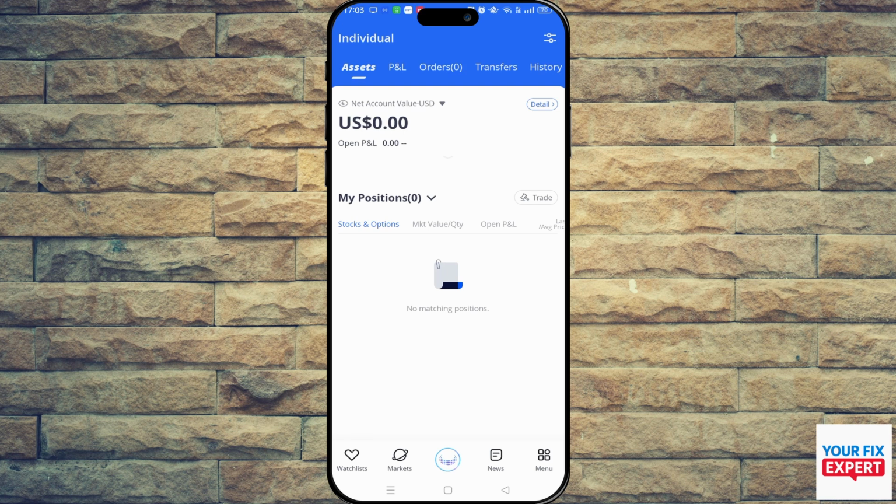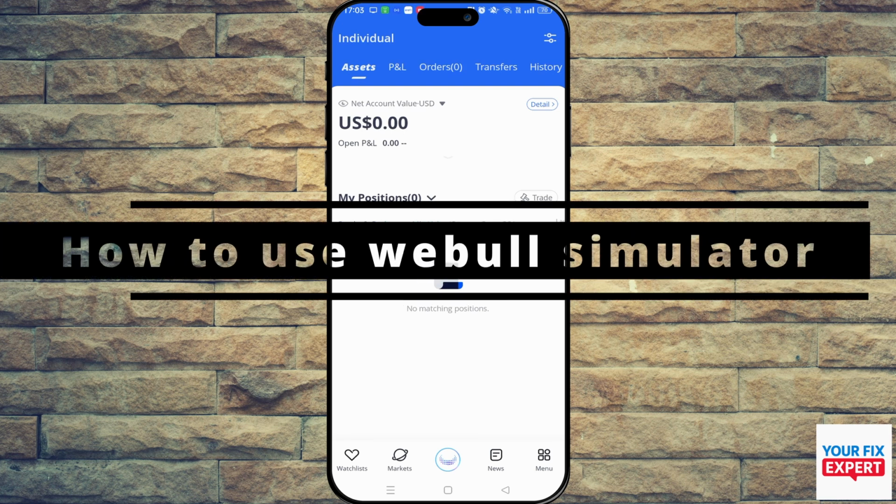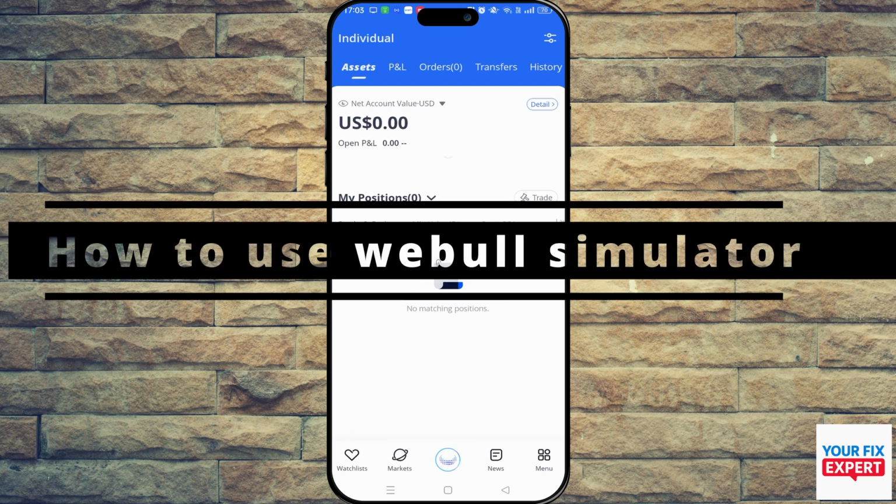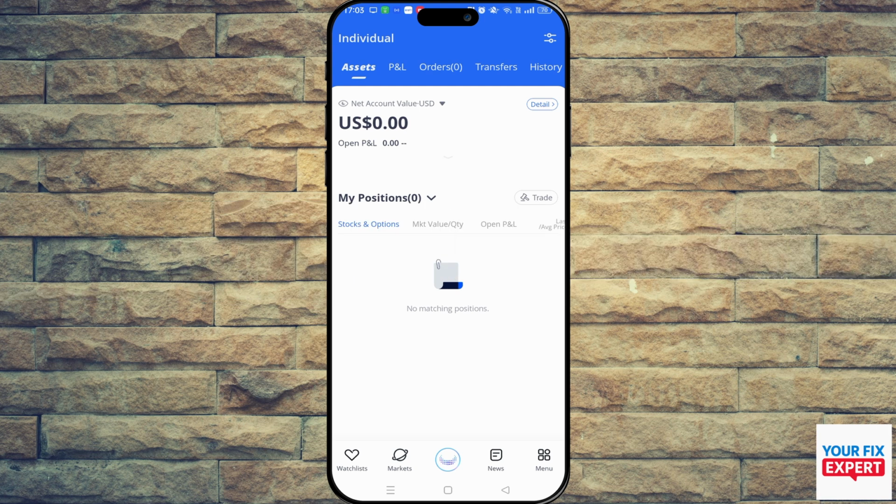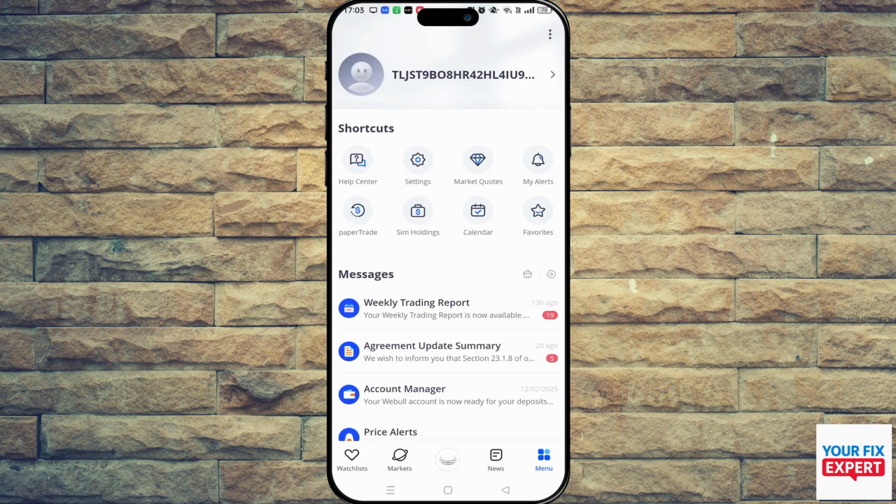The topic of today's video is how to use Webull Simulator. So here we are in the Webull mobile app and they call it paper trading. So what you want to do is go to the bottom right of the screen to menu. And here in menu, you'll see paper trade.